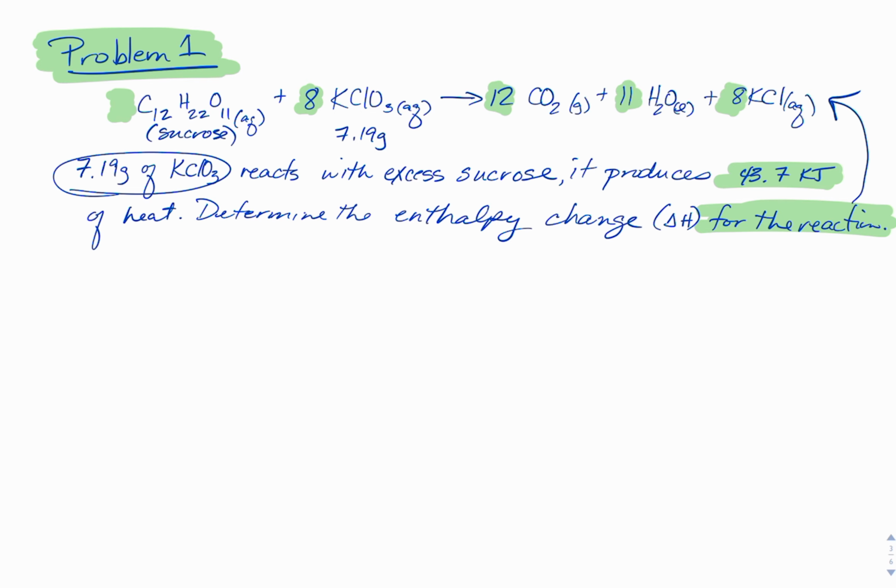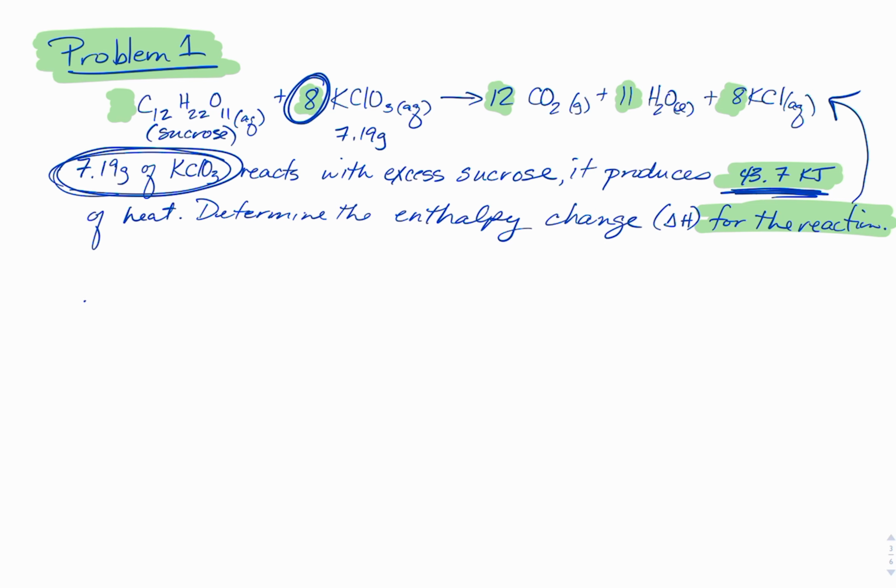So essentially what we're going to do is figure out how many moles of this 7.19 grams is present, and that many moles produces this amount of energy. And then we need to translate that to the reaction's value of 8 moles. So I'll show you how to do this.